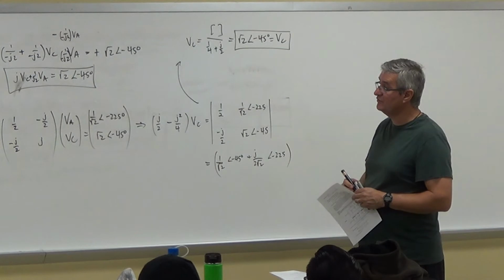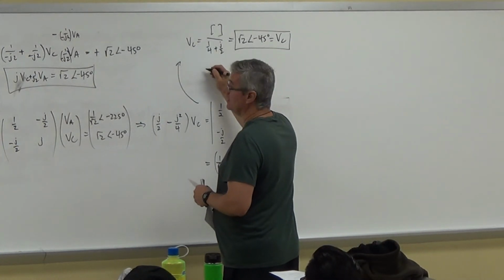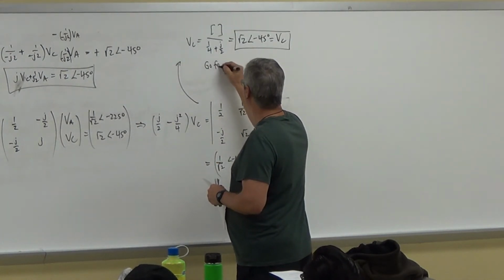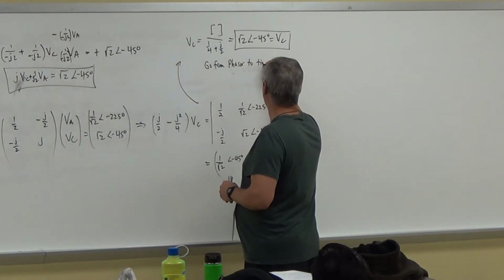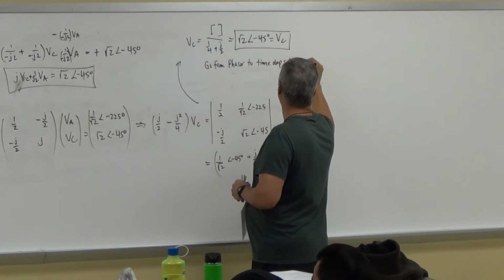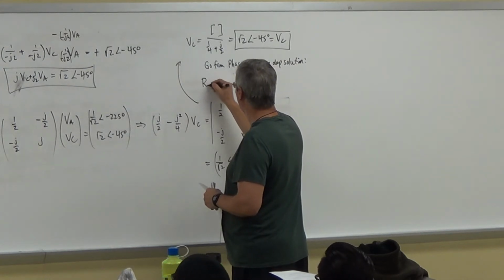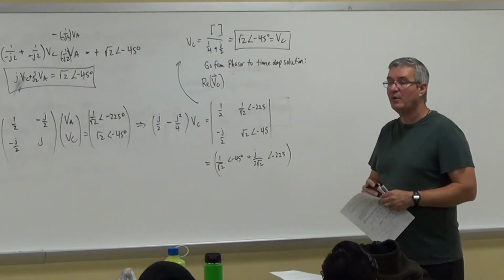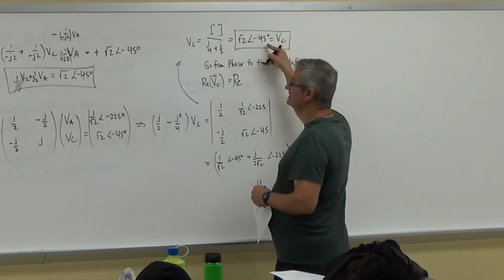So if I was to solve the differential equation for this, the way I'm going to do this is I'm going to transform this thing from phasor to time-dependent solution. So then I take the real part of VC. What's the real part of VC? It looks like this. Remember, this is in phasor form.